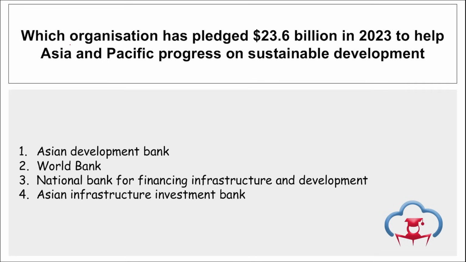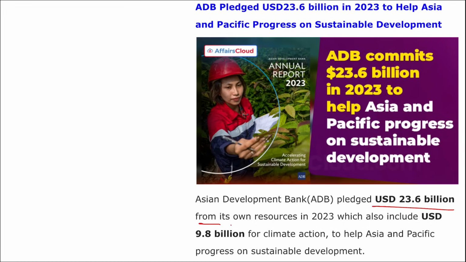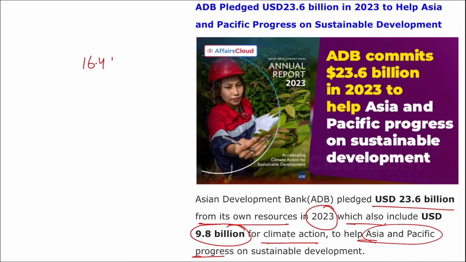Moving on. Next, which organization has pledged $23.6 billion in 2023 to help Asia and Pacific progress on sustainable development? It is Asian Development Bank, ADB. They pledged this amount from their own resources in 2023. That also included $9.8 billion for climate action. And Asian Development Bank has also raised an additional $16.4 billion in co-financing through their strong partnership. Take a note of this, important.